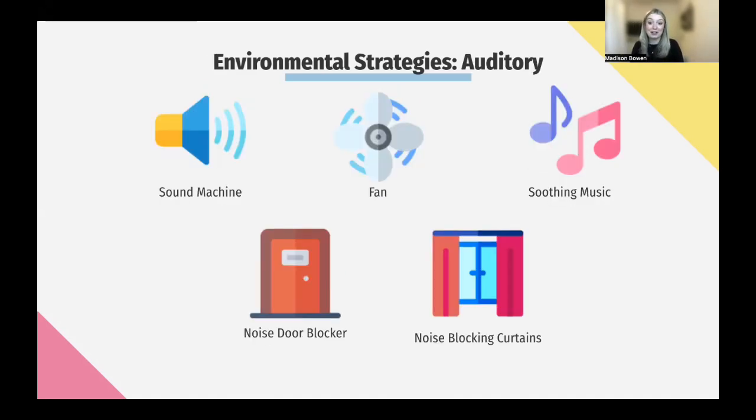So our next strategies we're going to cover is auditory. So you can do a sound machine, and that can have white noise on it. You have a fan, which actually has a dual purpose. It can cool the child off, making it easier to sleep, but also provide some auditory stimulation. Soothing music, you can do a noise door blocker if the noise outside their room is impacting their sleep, or you can even do noise blocking curtains if you live on a more noisy street.